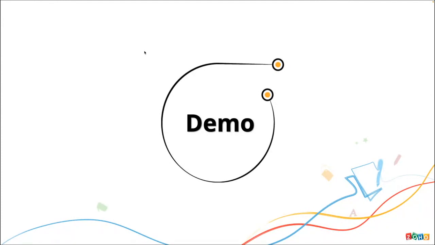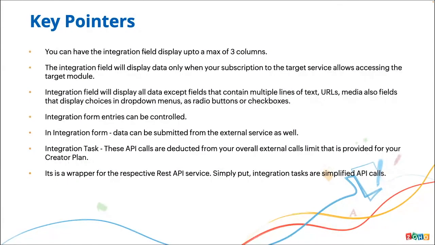Now, just a few key pointers for us, and then we're almost at the end of this session. With regards to the integration field, you can display up to a maximum of 3 columns in the field from the other service into Creator. This field will display data based on the subscription that you have for the other target service, allowing access to the target module. Integration field will also display all data except the fields that contain multiple lines of text, URLs, media, and also some fields that display choices in drop-down menus as well as radio buttons or checkboxes.